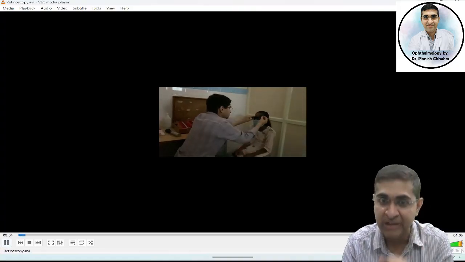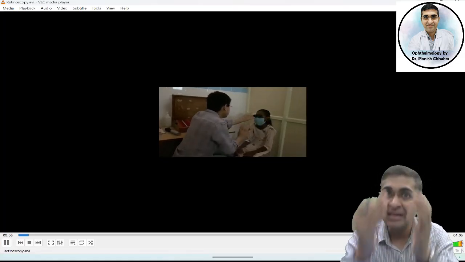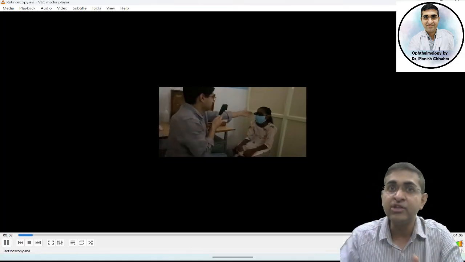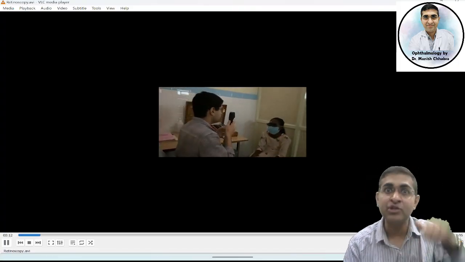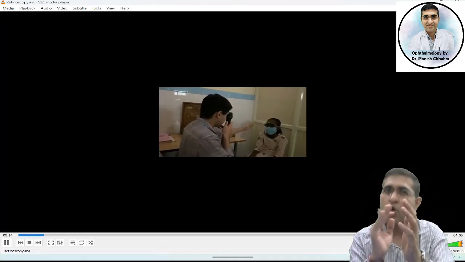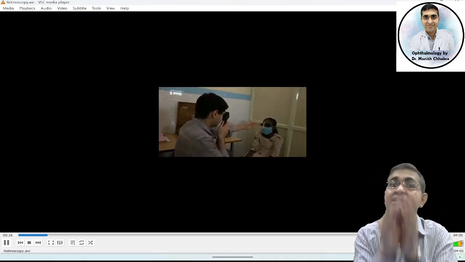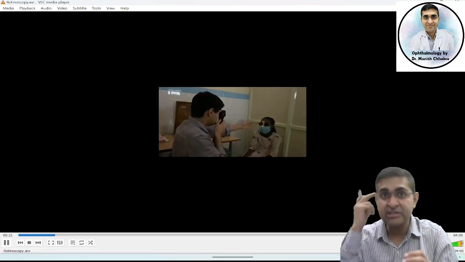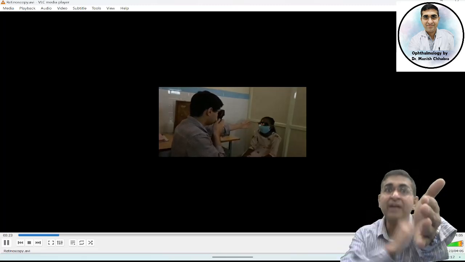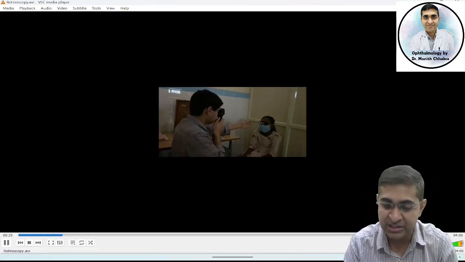First, the room should be dark, and there can be different positions from which you can do retinoscopy. It can be 66 centimeters, it can be 1 meter. The most commonly used method is retinoscopy from a distance of 66 centimeters. That is approximately your one arm distance. So it is 66 centimeters.